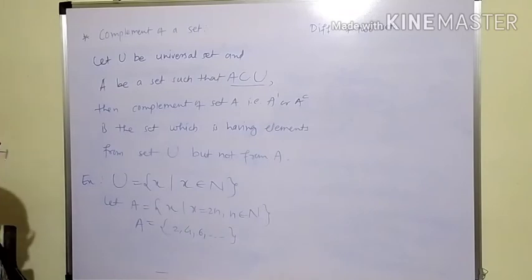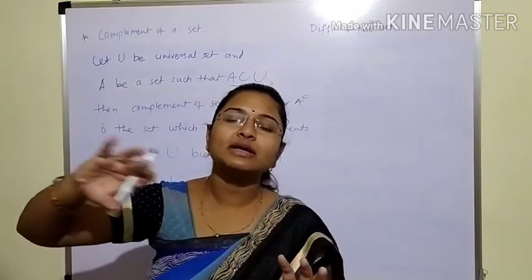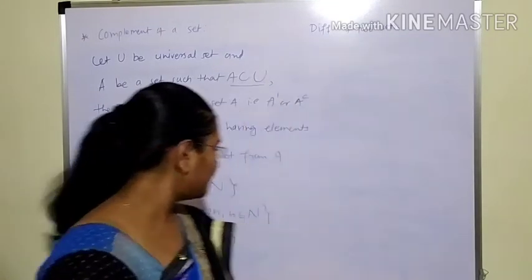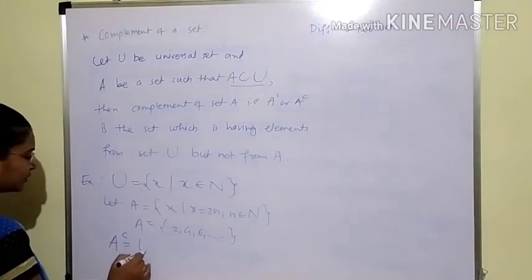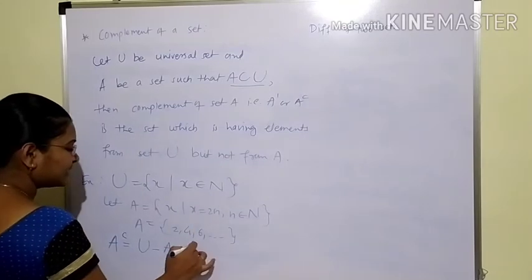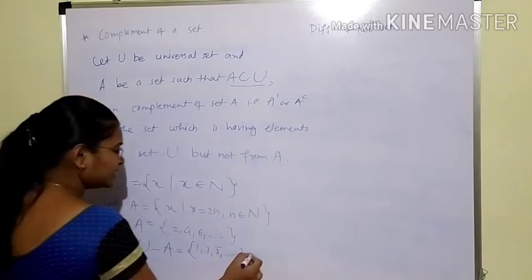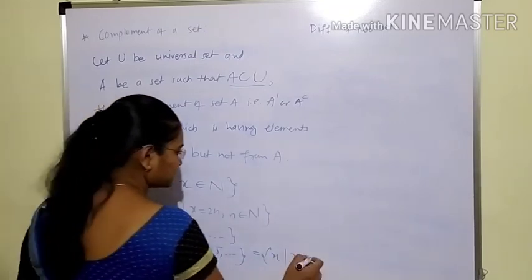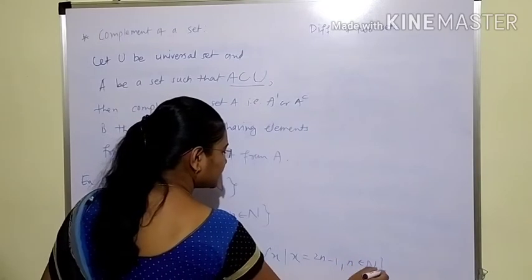If from the natural numbers we take out all even natural numbers, the remaining elements are nothing but odd natural numbers. So the complementary set, that is A complement, equals the universal set minus A, that is, the remaining elements 1, 3, 5 and so on. Or we can write it as the set of x such that x equals 2n minus 1, where n belongs to natural numbers.